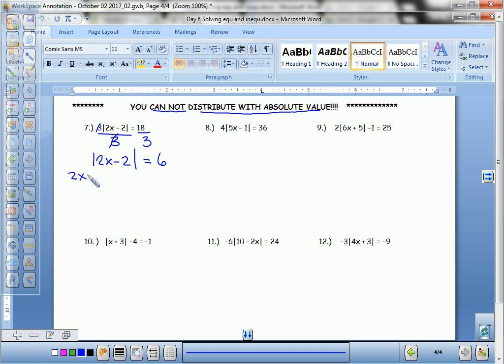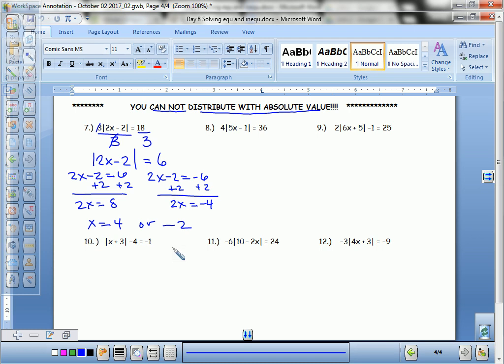So here we get 2x minus 2 equals 6, and 2x minus 2 equals negative 6. So when we add 2, here I get 2x equals 8, so x is 4. Or here when I add 2, I get negative 4. So when I divide by 2, I get negative 2. Make sense?